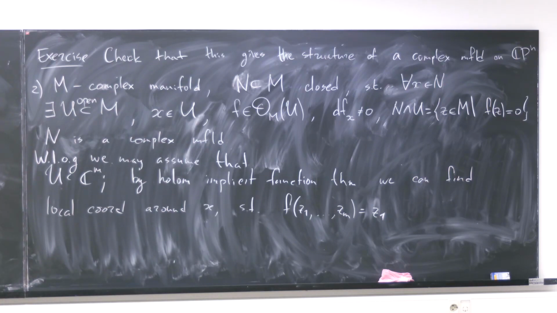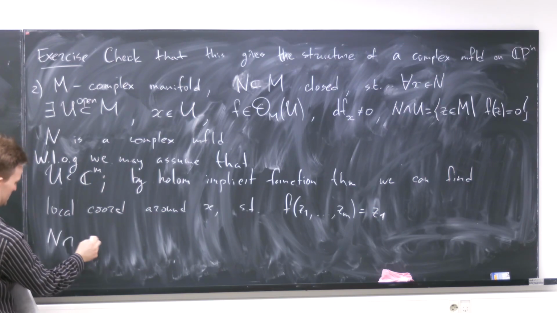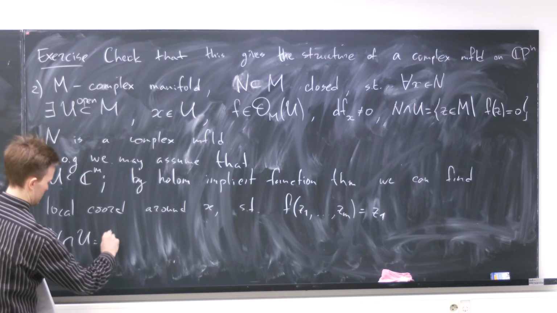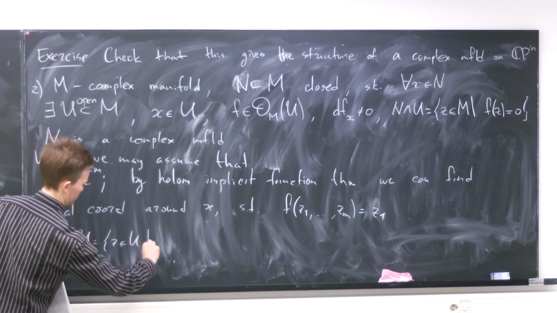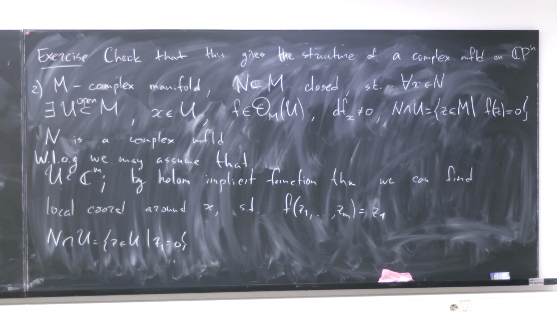Well, then obviously N intersected with U is simply the set of points where the first coordinate vanishes. So this is a complex manifold, right? And then we can cover N by such open subsets and check that the transition functions are holomorphic. And so this defines the structure of the complex manifold.